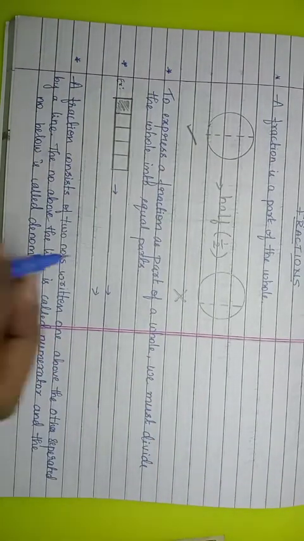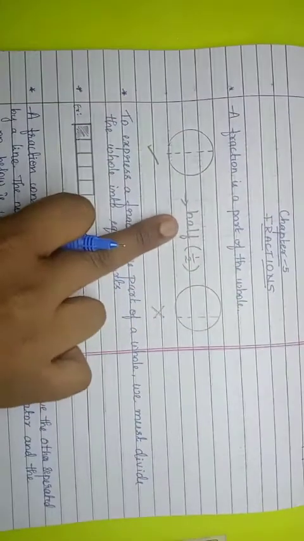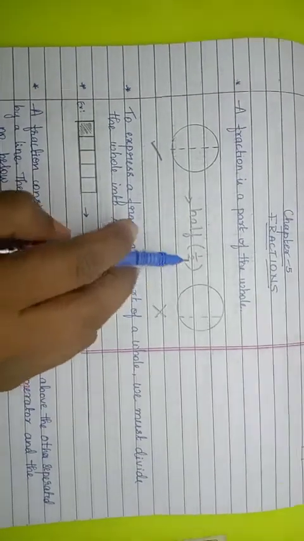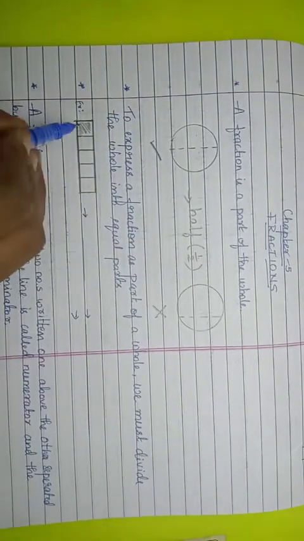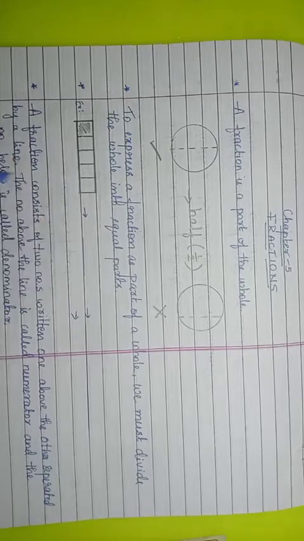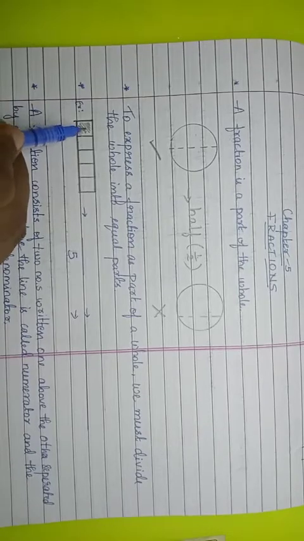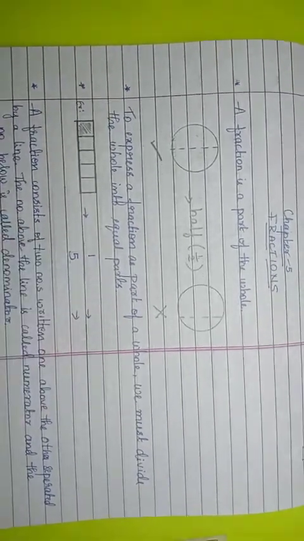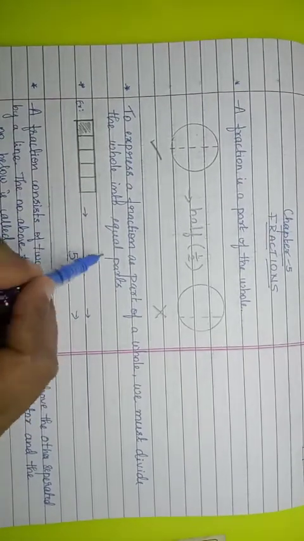A fraction consists of two numbers written one above the other, separated by a line. The number above the line is called the numerator and the number below is called the denominator. For example, half, we wrote 1 by 2 because there are two parts, out of which one part will be eaten by one person. Here how many parts are there? 1, 2, 3, 4, 5. 5 parts are there. I'll write it below. How many parts are shaded, like how much is given to one person? One part. So 1 by, draw a line, and 5. This is a fraction here.